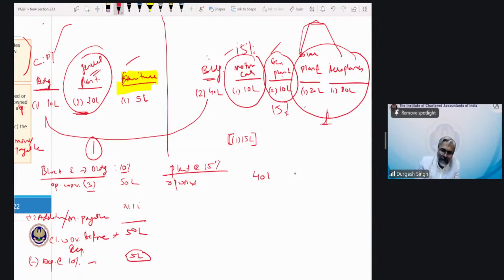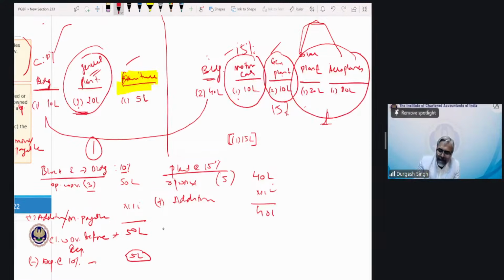And by the way, what is the total count of the asset? How many count? 2 here, 1 from motor car and 2 from general. So in all, how much? 5. Opening WDV, total 5 assets. And what is the amount? Amount is 40 lakhs. Is there any additions made so far as this plant of 15% is concerned? Answer is no. No addition, students, in this case. And therefore, 40 lakhs is this.